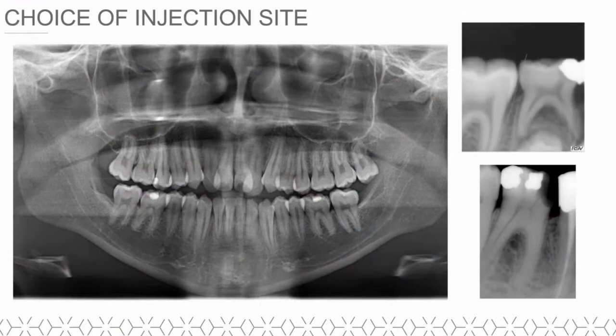To obtain a successful intraosseous anesthesia, certain parts need to be planned in advance. The first is the choice of the injection site. To choose the correct injection site, one must use a radiograph to locate the easiest access to obtain the desired anesthetic effect.